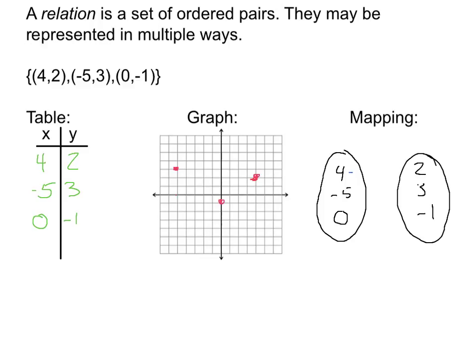So if you input 4, you get 2. So 4 maps to 2. -5 is the input, 3 is the output instead. So -5 maps to 3. Whereas then if you put in 0, 0 is the input, -1 is the output, so 0 maps to -1. And that's how you represent relations.